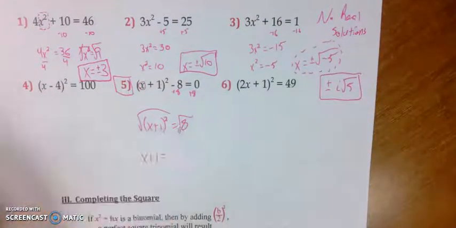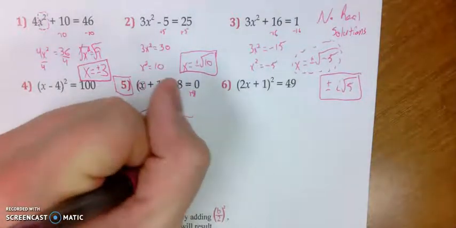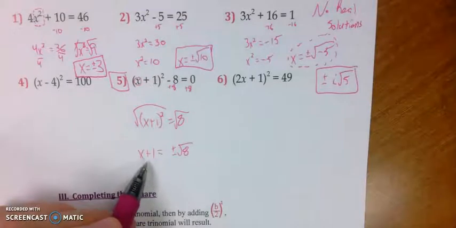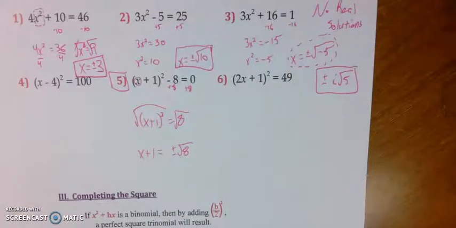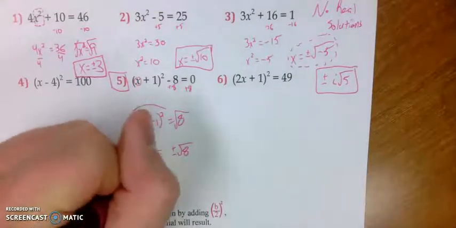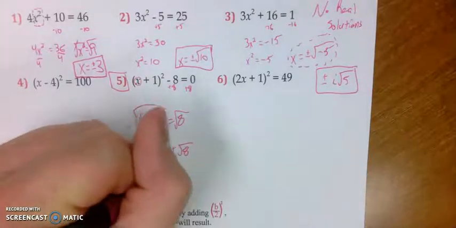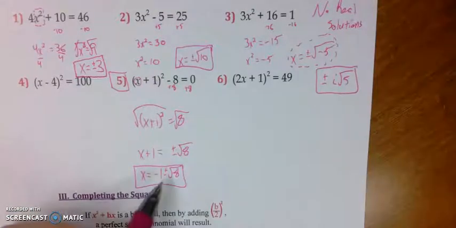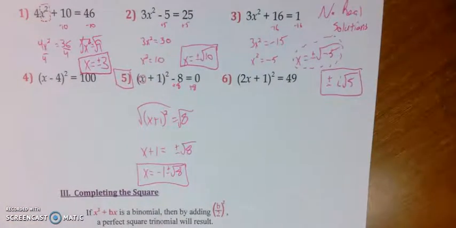It's going to be 2 point something. I don't know what it is exactly, so I'm just going to leave it as rad 8. And now to get x by itself, I just need to scooch that 1 to the other side. So I'd have x equals -1 plus or minus rad 8. And yes, rad 8 can break down. We can simplify that radical, but that is a conversation for a different day.